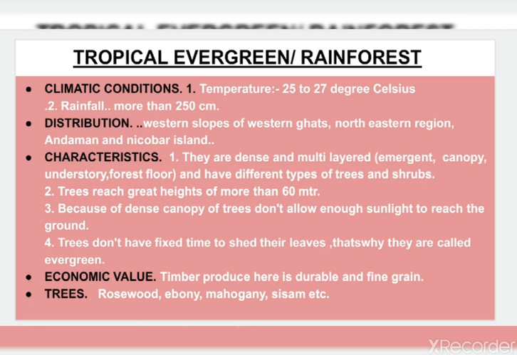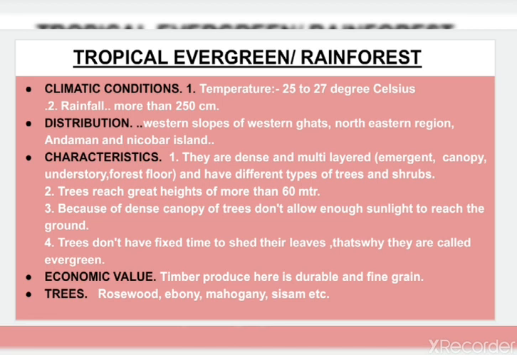Okay. The next point is the characteristics. So, first point is they are dense and multi-layered. In bracket I have written all the names of the layers. The topmost layer is called emergent layer, the second layer is called canopy, third layer is called understory, and fourth layer is called forest floor or carpet layer. And they have different types of trees and shrubs.